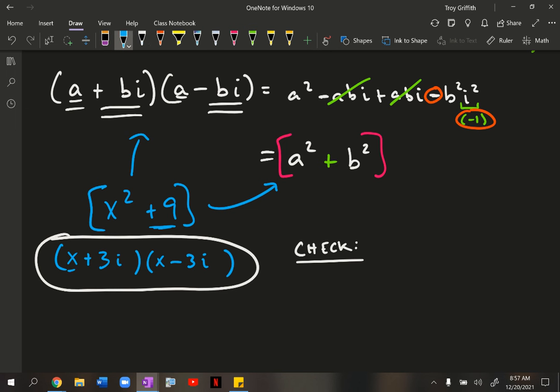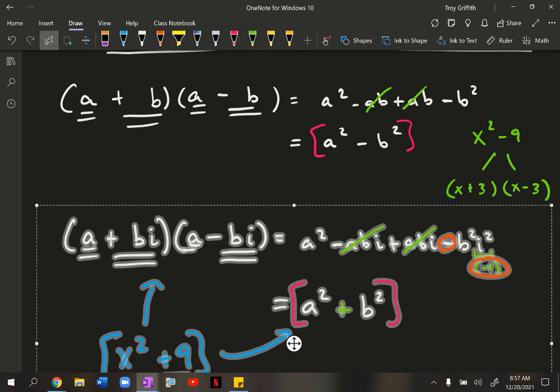But if I try the rest of it, x times x, I get x squared. The middle terms are going to cancel out, but then when I try the terms at the end, positive 3i times negative 3i, well, 3 times negative 3 is -9. i times i is i squared. Remember, i squared is -1. So -9 times -1 ends up with a plus 9 when I'm done, and I finished. So I factored this sum of perfect squares.